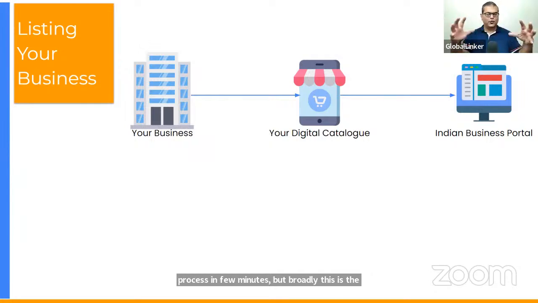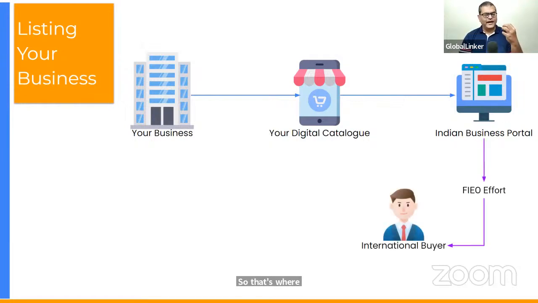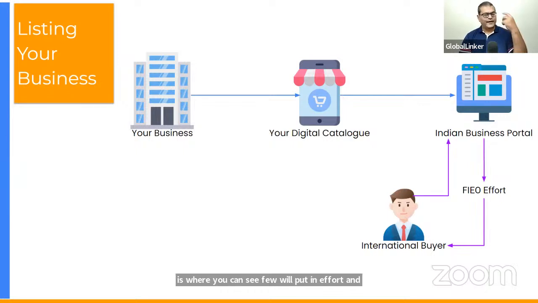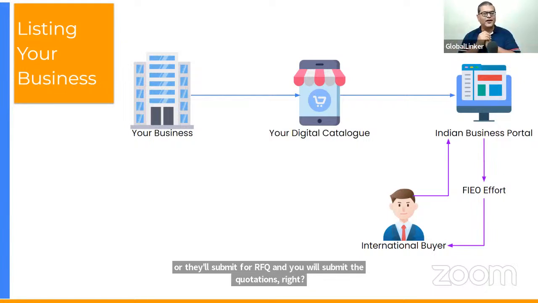Now, coming back to the point that I wanted to show you the entire ecosystem and how it can help your export business. That's where FIO will put in efforts to bring international buyers onto the platform. So you can see FIO will put in effort and international buyers will come to Indian Business Portal. That's where you have your own business listing, your product listing, and international buyers will be able to do business with you using two broad methods. Either they will connect with you directly or they'll submit an RFQ and you will submit the quotations. Those are the two actions happening on Indian Business Portal.